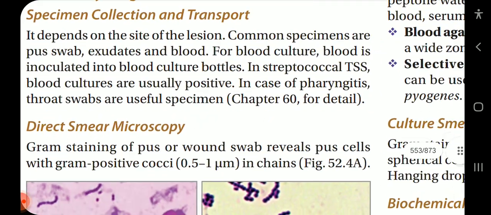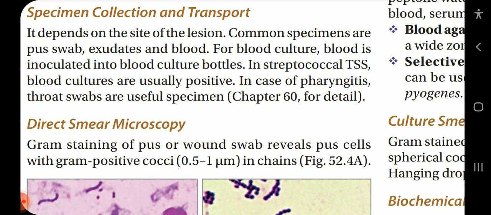Lab diagnosis of GAS infections. Specimen collection and transport depend on the site of lesion. Common specimens are pus swab, exudates, and blood. For blood culture, blood is inoculated into the blood culture bottles. In streptococcal TSS, blood cultures are usually positive. In case of pharyngitis, throat swabs are useful specimens.